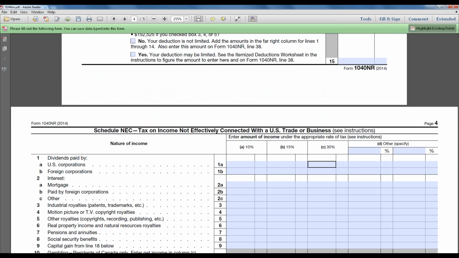The next page is where we have the income that's taxed at the gross amount. So back to the dividend income. If a dividend came out of a corporation and the non-resident alien did not live in a treaty country, the withholding tax rate is 30%. If by chance there was a mistake and it was really income effectively connected with the business, the income wouldn't go here.